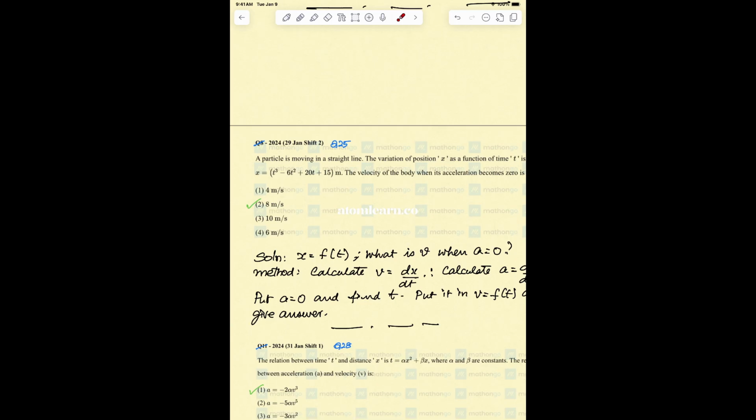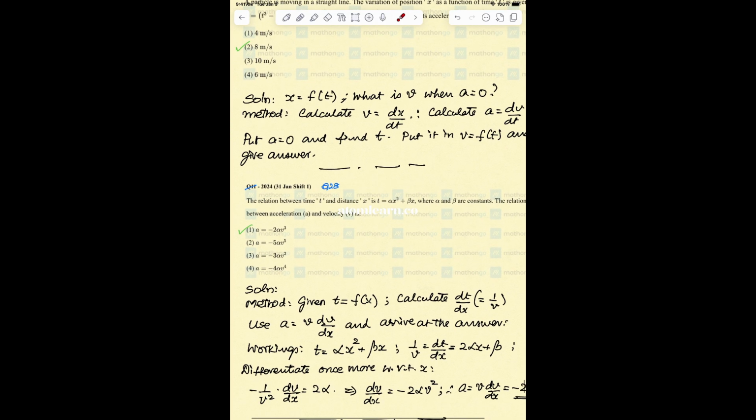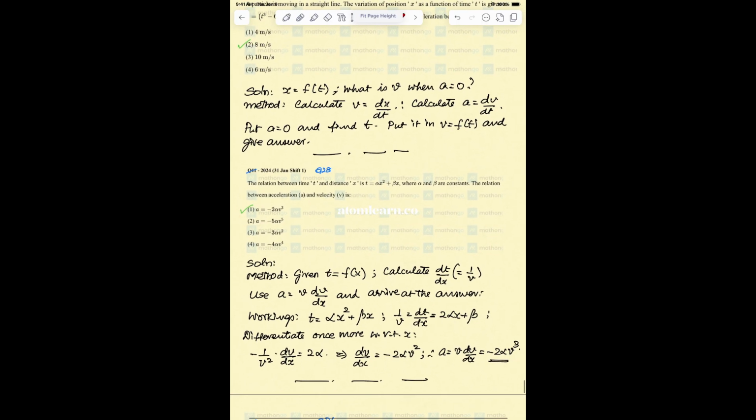Now this question is very simple. They are given x as a function of time. They are asking what is the velocity when the acceleration becomes 0. I think we have just done it some time back. Differentiate, you get velocity. Differentiate again, you get acceleration. Put acceleration equal to 0, find out the time, and then put it back into velocity. Understand? They will give the answer. Then go to the next question.